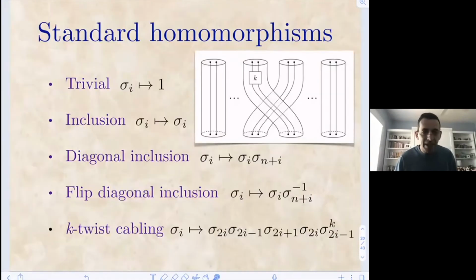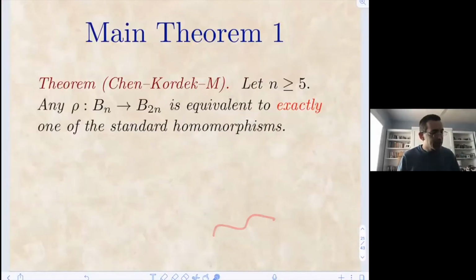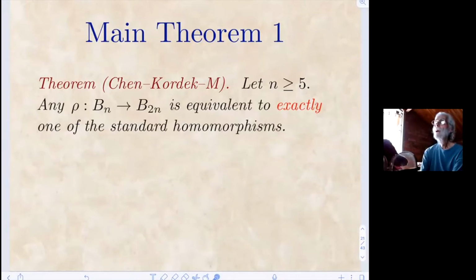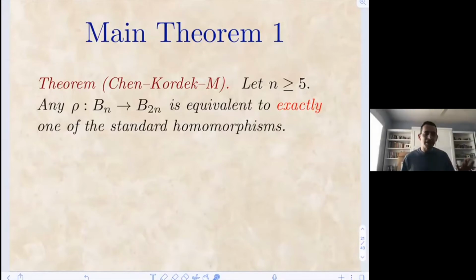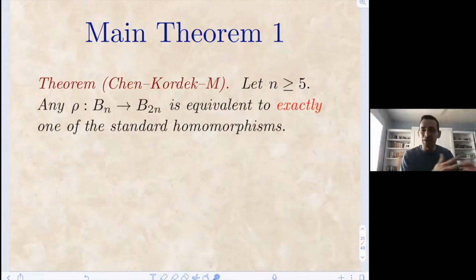And this is a picture of k-twist cabling. Remember I said with the cablings you could have different amounts of twisting in every cable. This is very specific, where you only have k twists in the ith cable when you're doing sigma I. So it's a much smaller collection of cablings. There's a formula for it here, but it doesn't matter. And the theorem is that for n at least 5, every homomorphism is equivalent to exactly one of these. So by giving you the k-twist cablings, all the other ones are equivalent to one of them under the equivalence relation I described. So that's our theorem.